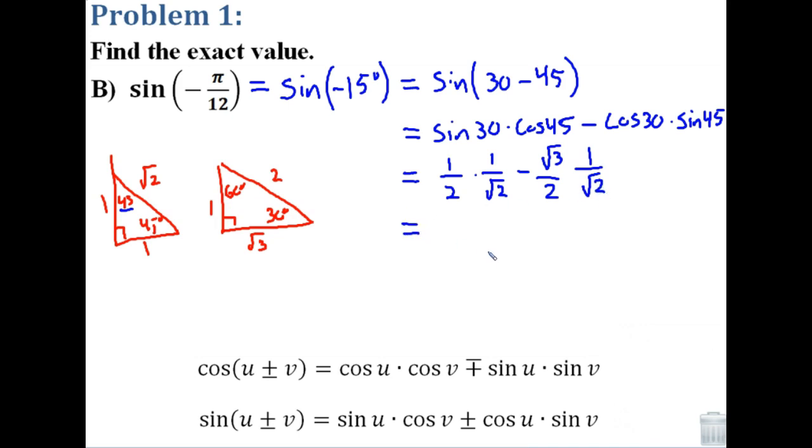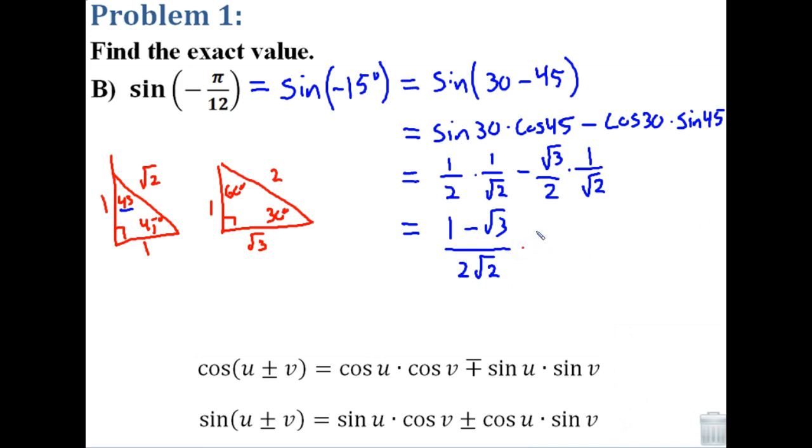Okay, notice this ends up pretty much the same setup here. The slight difference between the two is how they work out. That's the nice thing about them. You're always going to get a similar looking answer for these kind of problems. So I combine these fractions, and we have 1 minus root 3 all over 2 root 2.